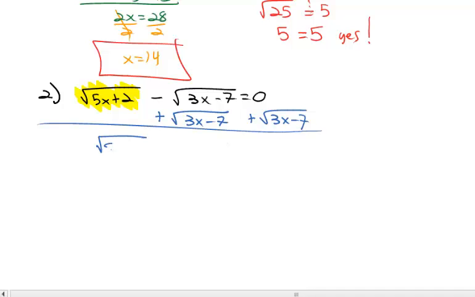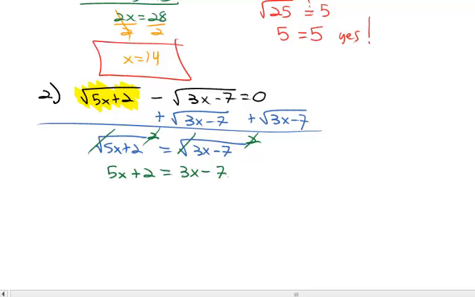And that's going to give us the square root of 5x plus 2 equals the square root of 3x minus 7. And the way we get rid of square roots is we square both sides, because square and square root are inverses. Leaving behind 5x plus 2 equals 3x minus 7.